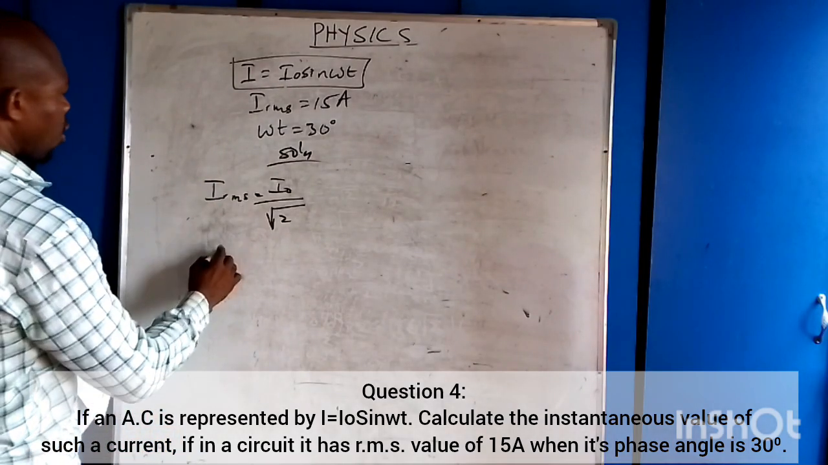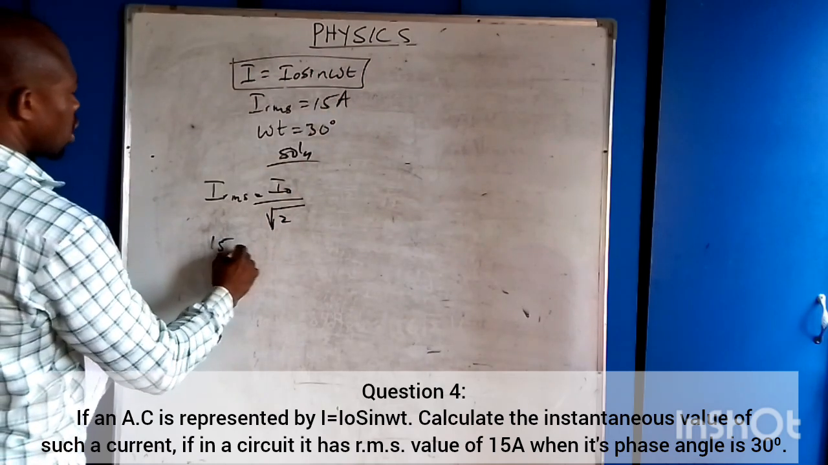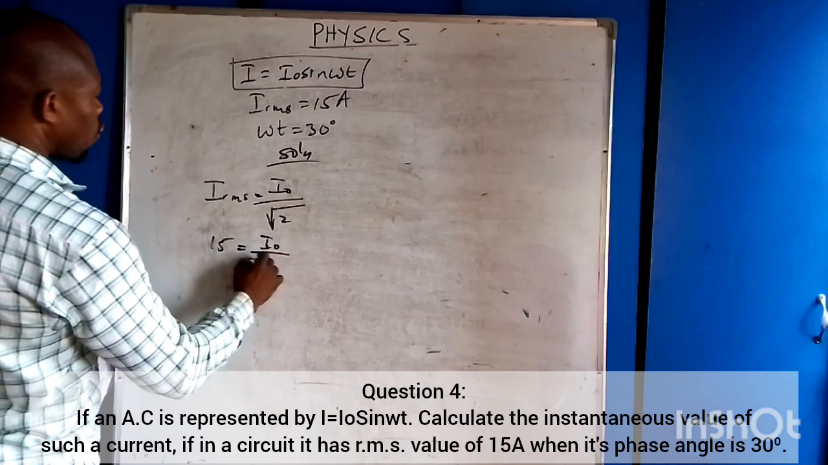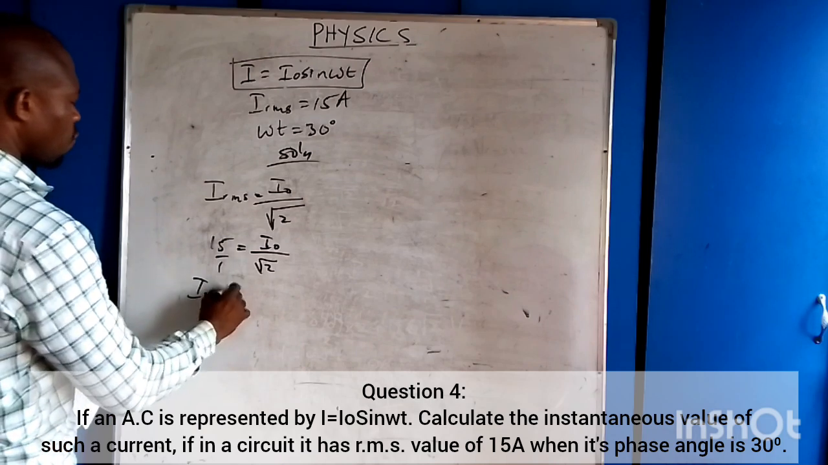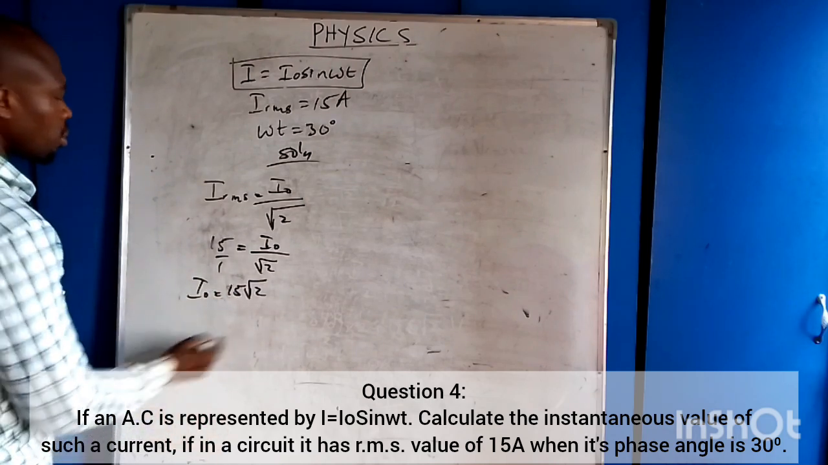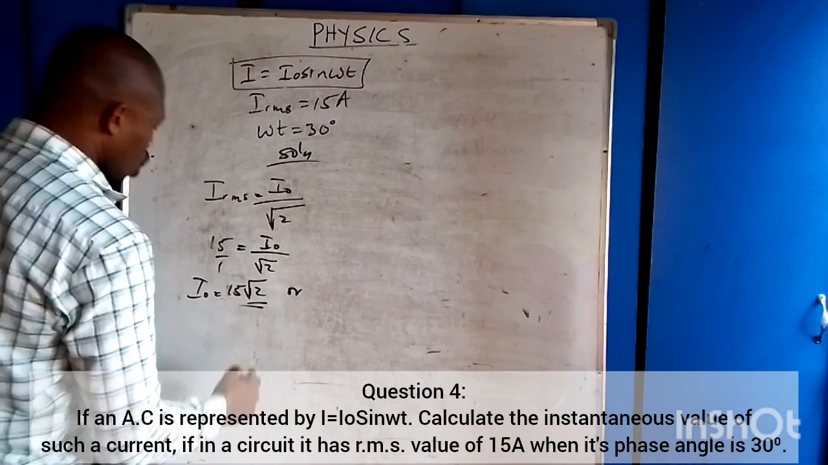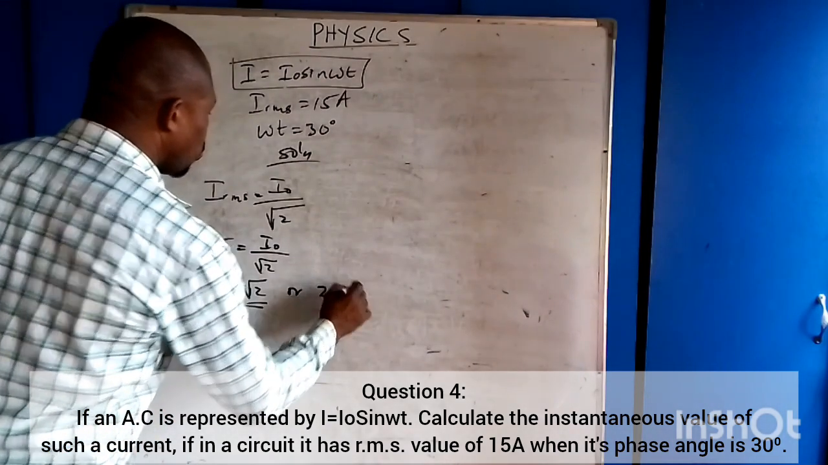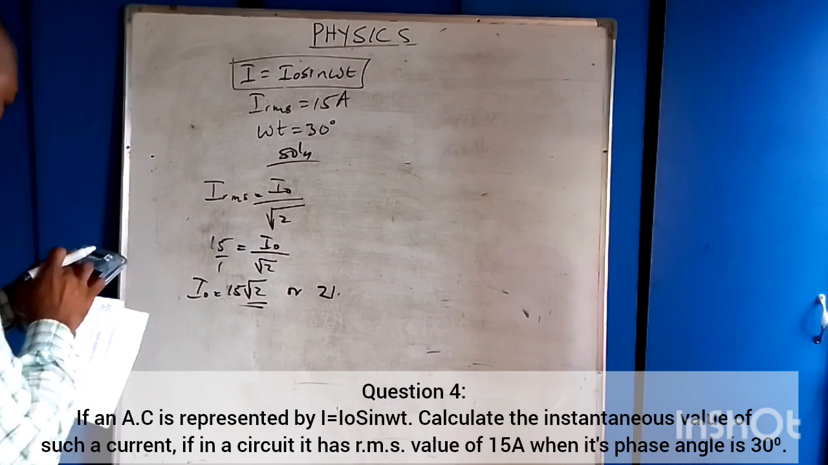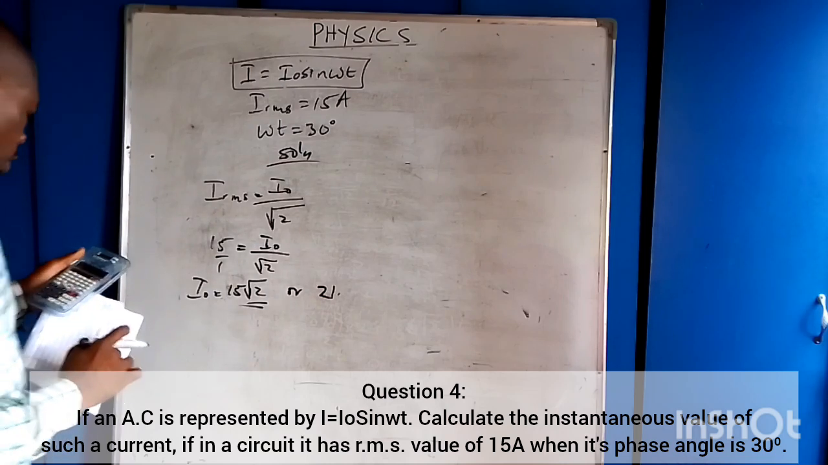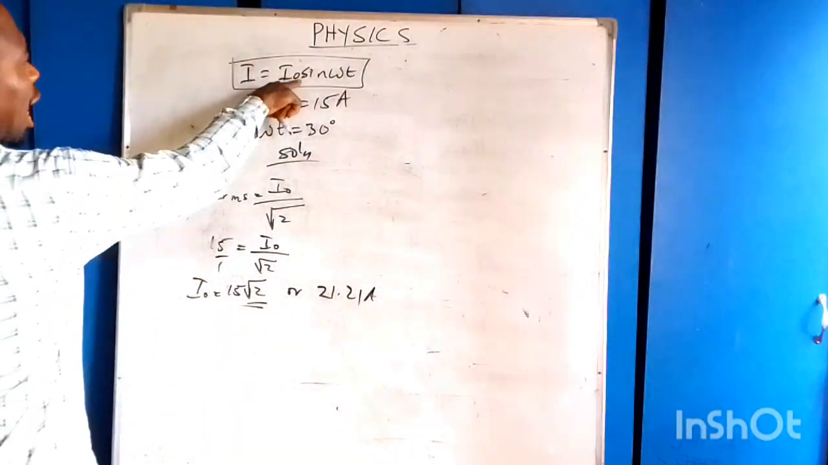Now we have IRMS here. If we substitute here, IRMS is 15. 15 is equal to I naught all over square root of 2. Now if you cross multiply, I naught will give us 15 root 2. And of course, 15 root 2 by our calculator will give us 21.21 ampere. So this is our I naught. Now we'll bring it here.